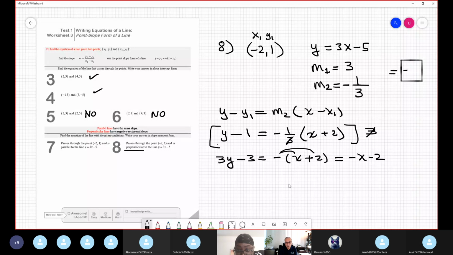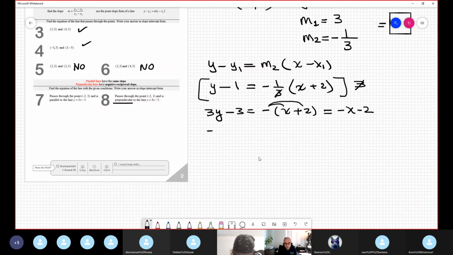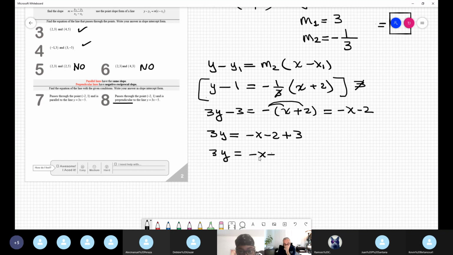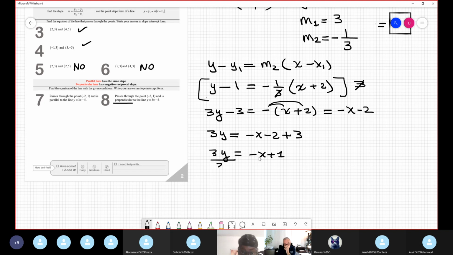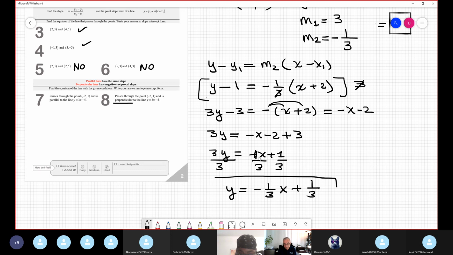So I need to solve for y. The 3y is equal to minus x minus 2 plus 3. I move this 3 to the right hand side. 3y is equal to minus x plus 1. Finally divide by 3 because my goal is to isolate y. And the final answer is y equals negative 1/3 x, I put it like 1 here, plus 1/3. Done. Final answer. End of the story.